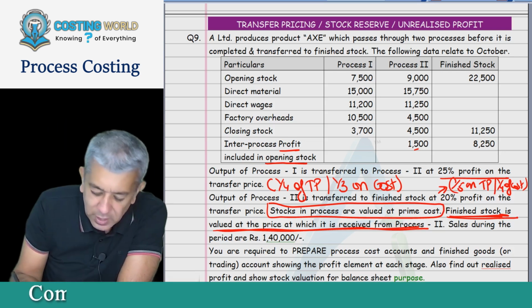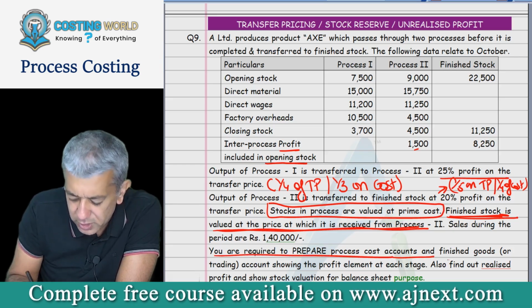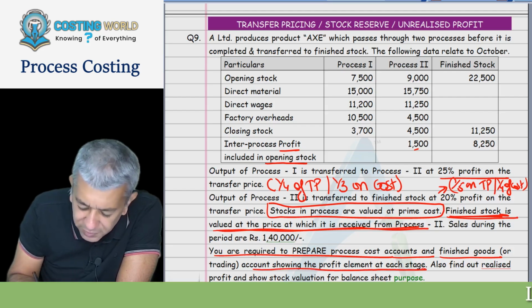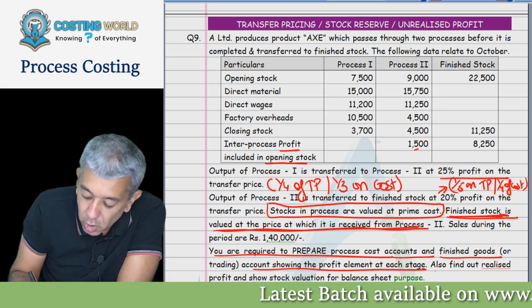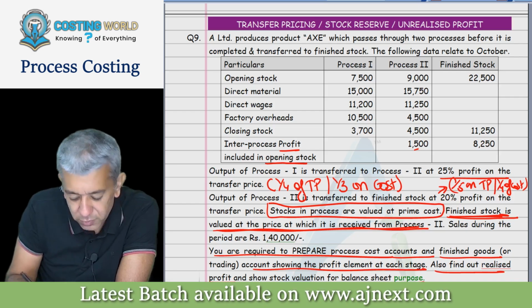Sales during the year are 1,40,000. You are required to prepare process cost accounts and finished goods account or trading account showing the profit element at each stage. Also find out the realized profit and show stock valuation for balance sheet purpose.